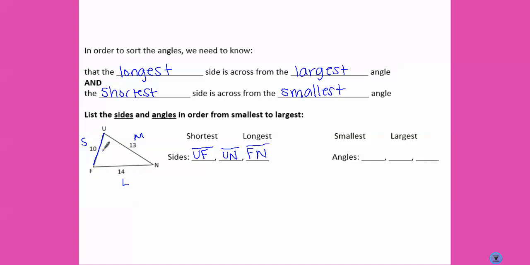So since UF is the shortest side, across from it is the smallest angle. So angle N would be our smallest angle. Our medium side is UN, so across from it would be our medium-sized angle, which is angle F. And side length FN was our longest side, so across from it would be our largest angle, which would be angle U.